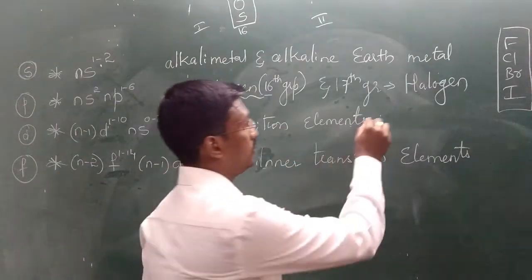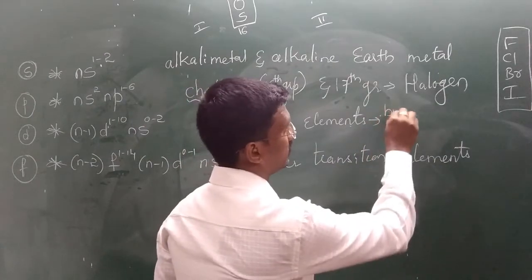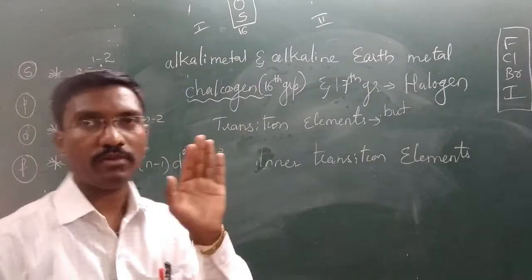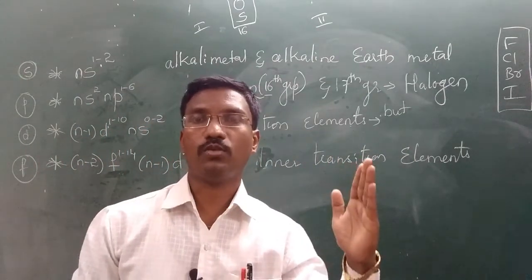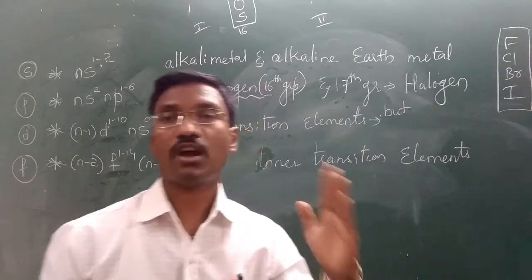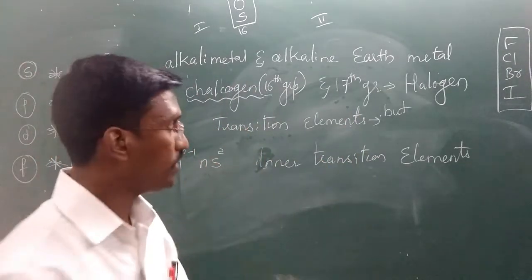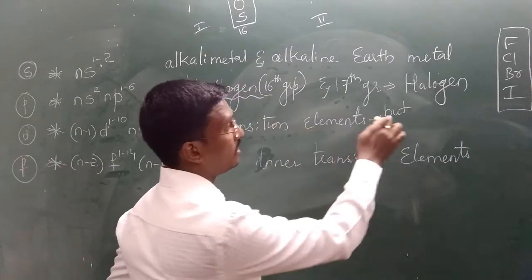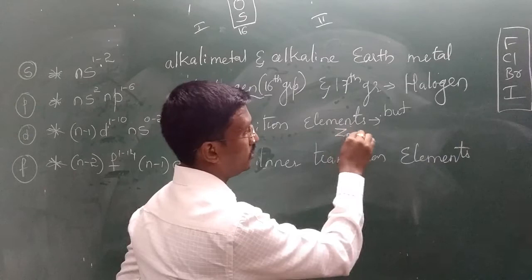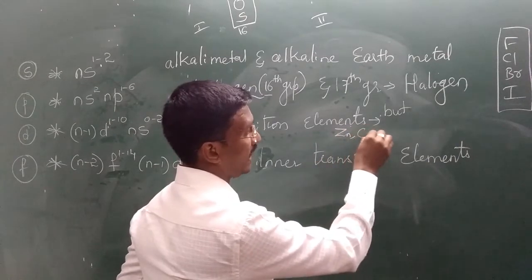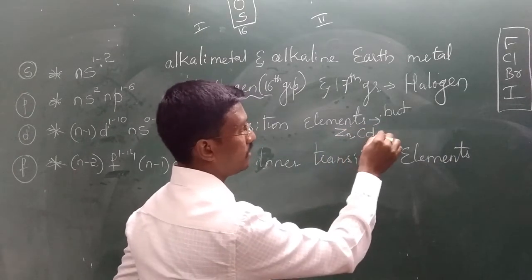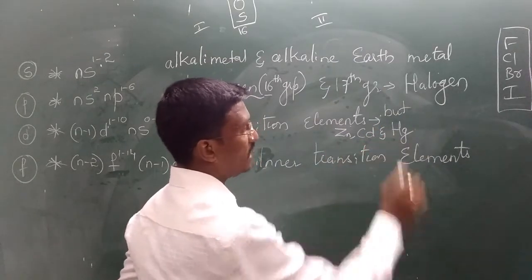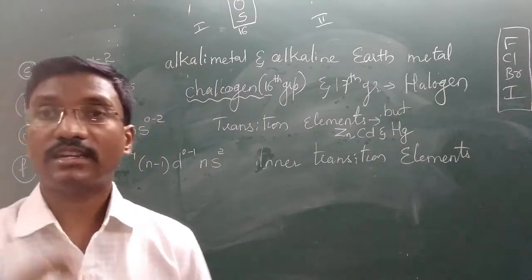Why? You know that the D block ranges from group 3 to group 12. The elements belonging to the 12th group at the end are not called transition elements. For example, all the other elements of the D block are called transition elements, but not zinc, cadmium, and mercury. Zinc, cadmium and mercury are not called transition elements.